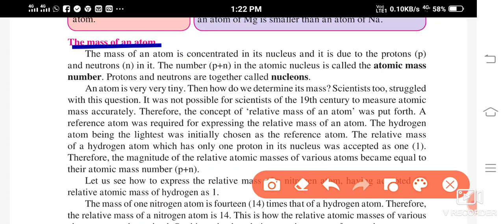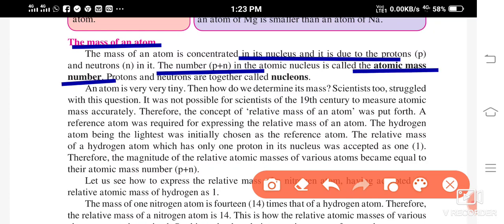Now, but what about the mass? The mass of the atom, remember, is concentrated in the nucleus. And why is it concentrated in the nucleus? It is because in the nucleus, what is present? Neutrons and protons are present, and the neutrons are neutral and the protons have positive charge. So the number P plus N, that is the protons plus neutrons in the atomic nucleus, is called the atomic mass number. Protons and neutrons together are called nucleons.